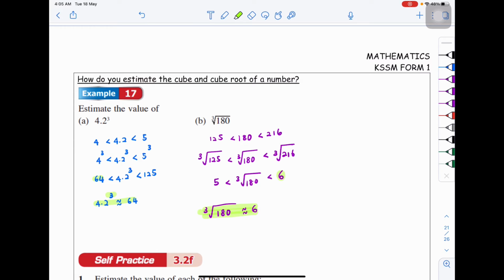For example 17, we take 64 because it is the closest to 4.2 to the power of 3. So it is almost equal to that.